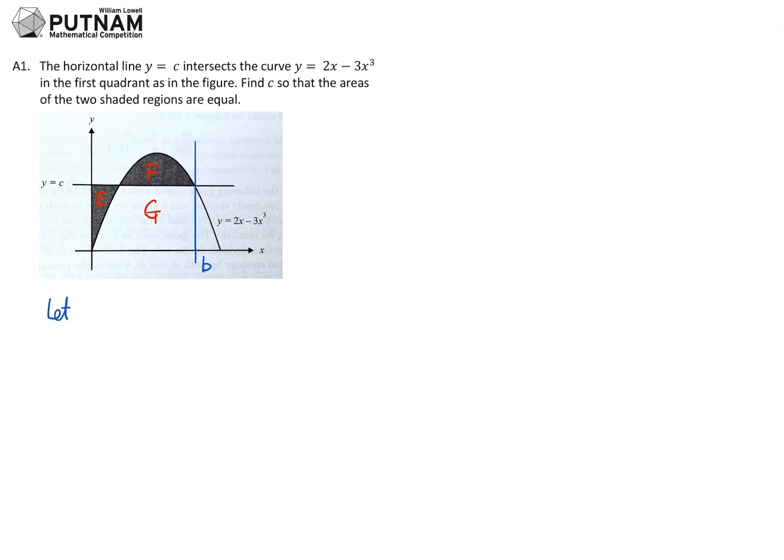Now the first integral I'm going to consider is I1 equals the integral from 0 to b of 2x minus 3x cubed dx. This is just integrating the area under the curve of 2x minus 3x cubed, which also equals F plus G. The second integral I'm going to consider is I2, which is equal to the integral from 0 to b of c dx. This is just a rectangle which has area equal to E plus G.